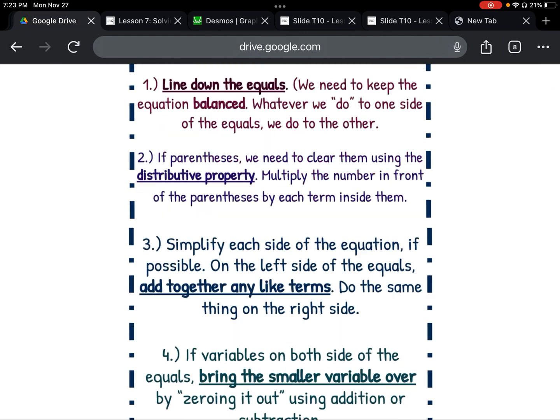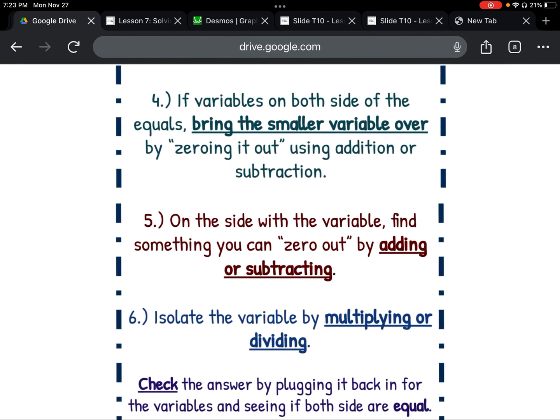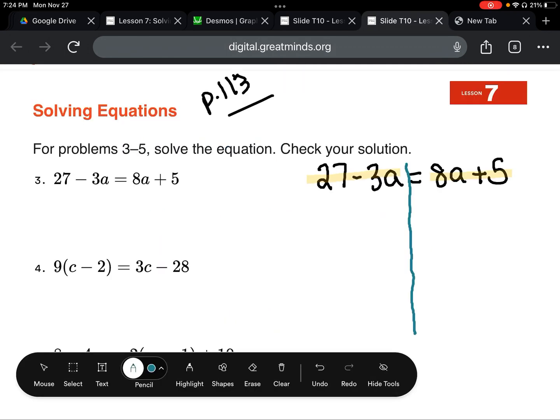Step 4, this is the new step, right? This is the 8th grade stuff. If there are variables on both sides of the equals, bring the smaller variable over by zeroing it out using addition or subtraction. So this is the new stuff, right? We have not had step 4 before. We have not had variables on both sides of the equal sign before.